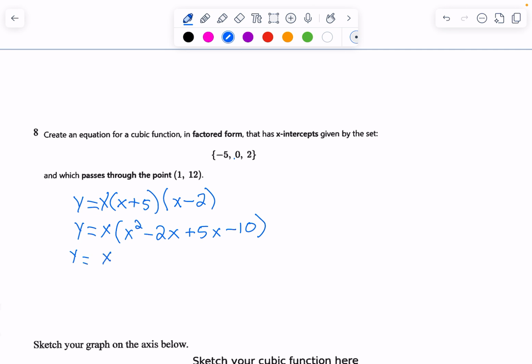And we'll put the a in later, I forgot the a. All right, this is x times x is x cubed minus 2x squared plus 5x squared minus 10x.